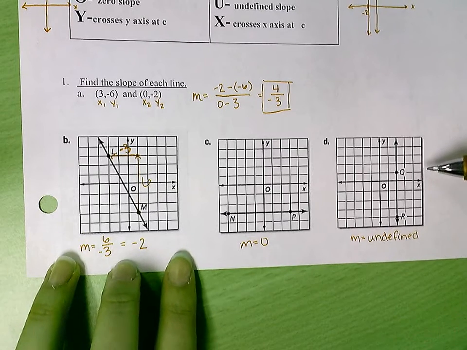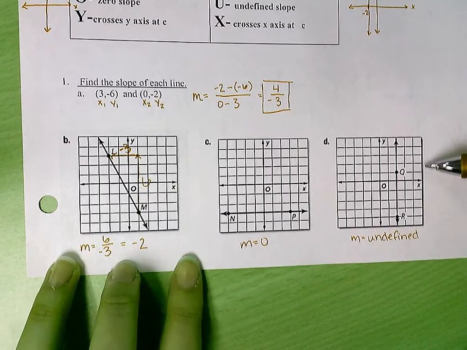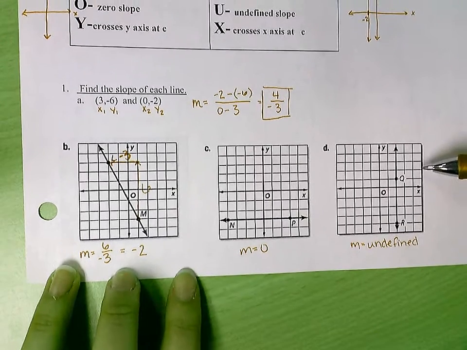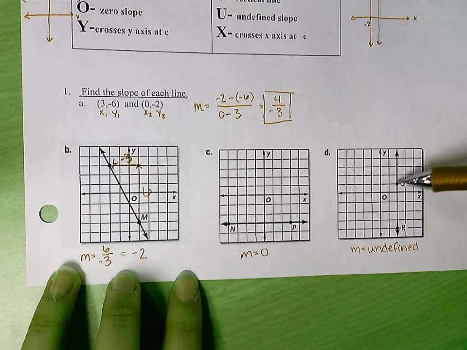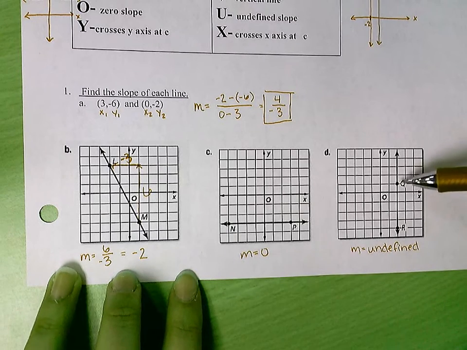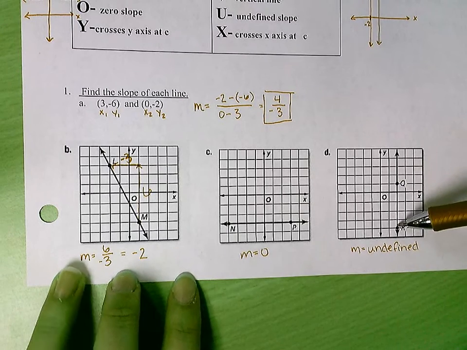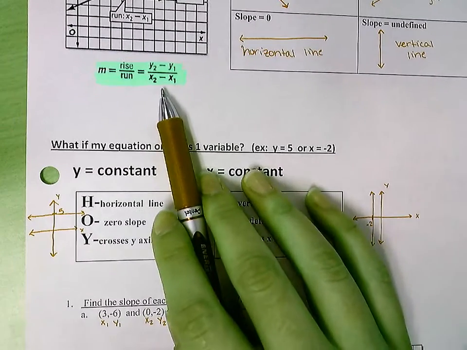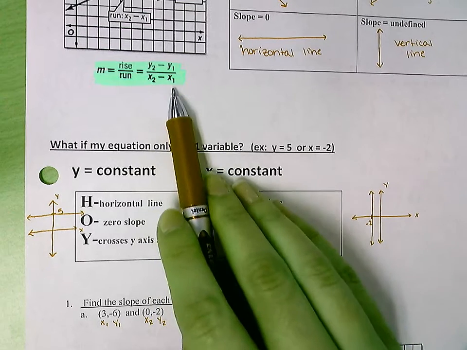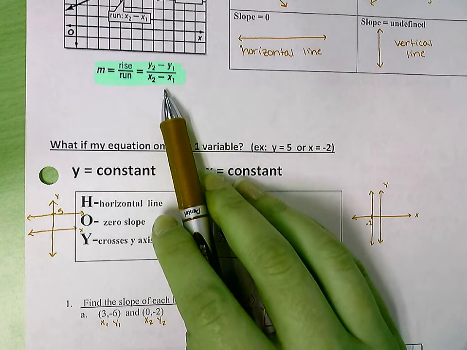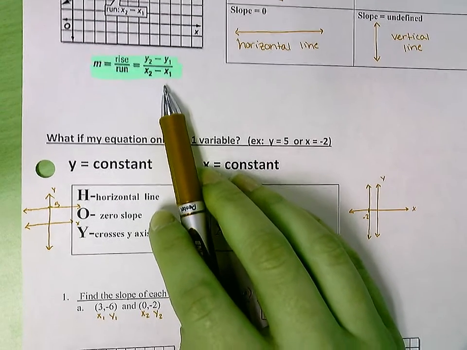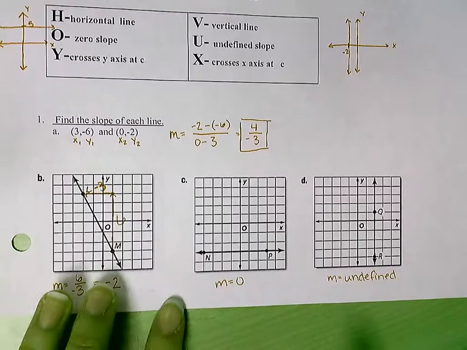Anybody? Do you remember why it's undefined? Because it's straight up and down, and you can't walk up a wall. Okay, yeah. But if you were to take these points, Q and R here, and plug it into our slope formula, your x's would result in a 0 on the bottom. Okay, so you can't divide a number by 0. It's considered undefined. Okay, that's why the slope of your line is undefined.